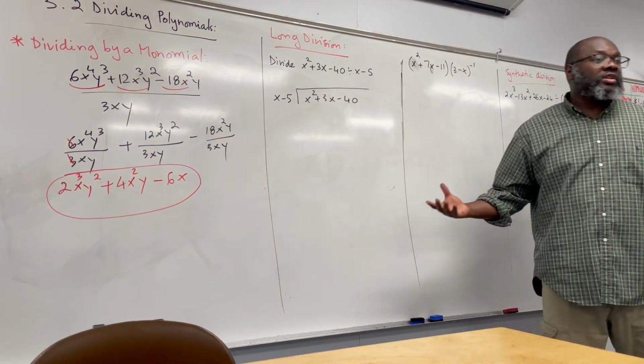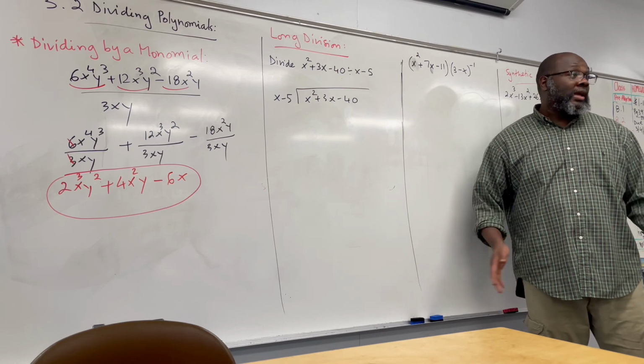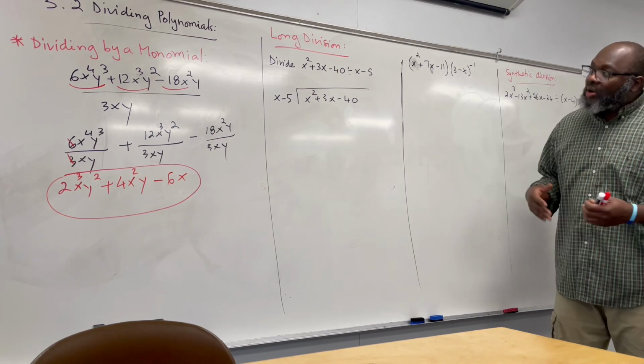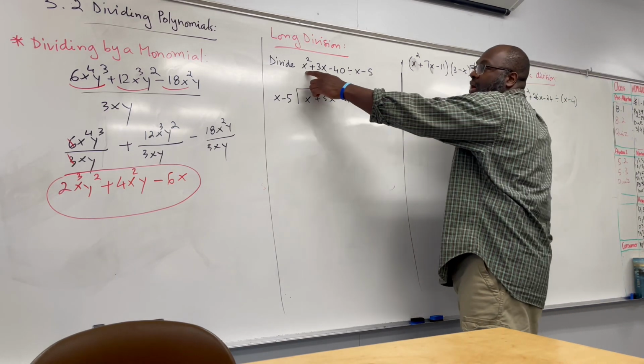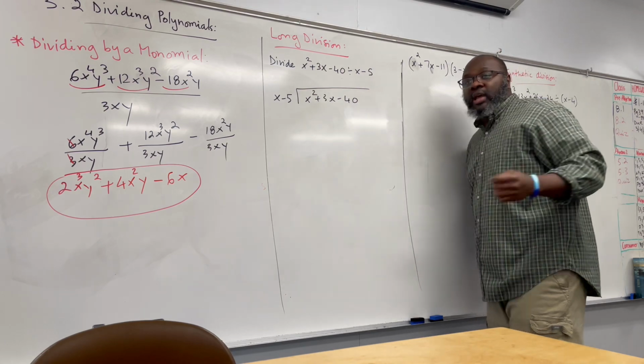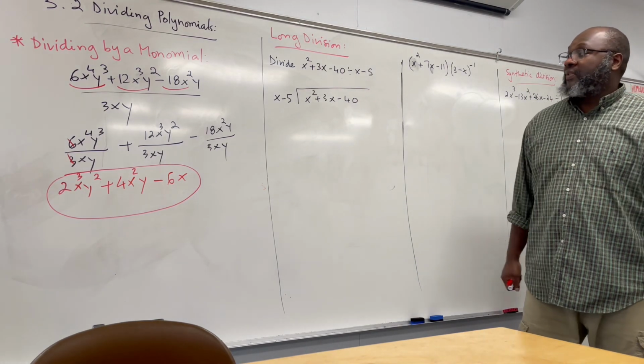Now we're going to learn long division, right? Long division is something that some people like, some people don't like. I don't know where you stand on it, so we're going to find out. So I'm trying to divide x squared plus 3x minus 40 by x minus 5. Sometimes you have a remainder, sometimes you don't have a remainder, right? In this case, we're going to find out.